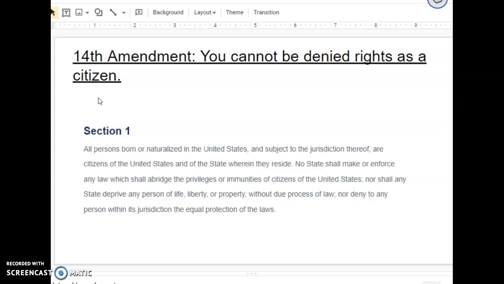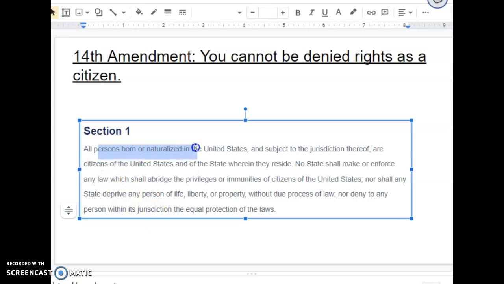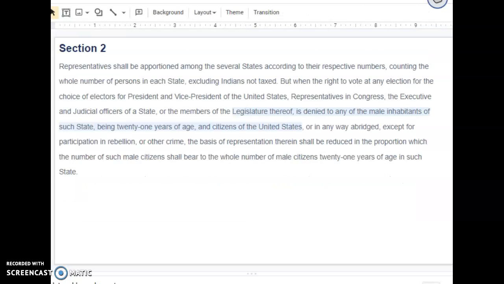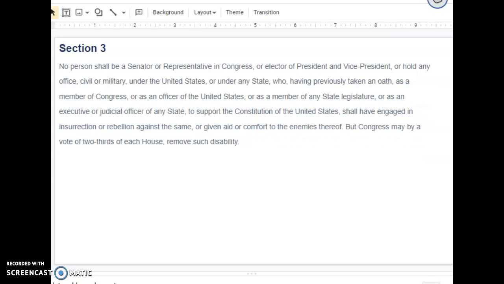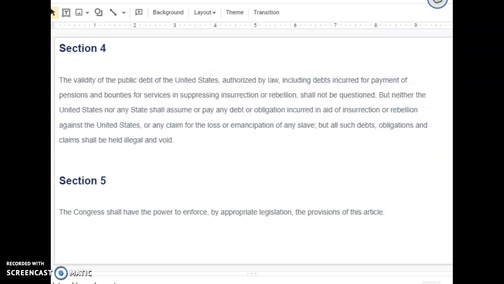So even though it was previously written into the Constitution, it kind of re-solidifies that any persons born or naturalized in the United States can't be denied life, liberty, and pursuit of happiness, property, and whatnot. Okay? So find another detail to write down for the 14th Amendment on that worksheet. There's a lot in there. You just have to pick one other detail. So if you don't want to read it all, that's okay.